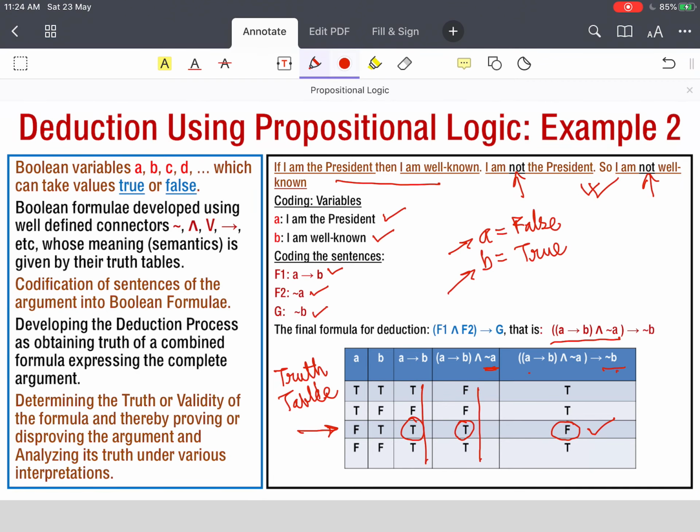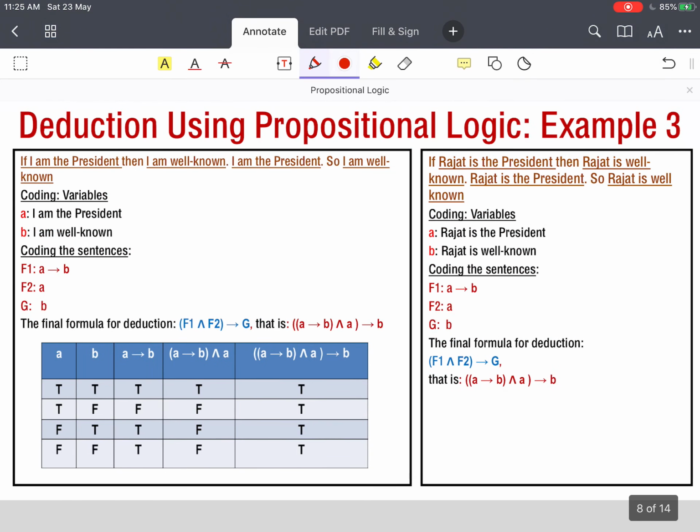As we just said a little while earlier, because if I am the president, then I am well known, does not imply if I am not the president, I am not well known. This precise argument clearly comes up here, and we can show that this conclusion, which had said I am not well known, is not derivable from the previous case. So now we have two examples which look very similar, and the precise manner by which we will be able to prove whether the deduction is correct or not is through the truth table.